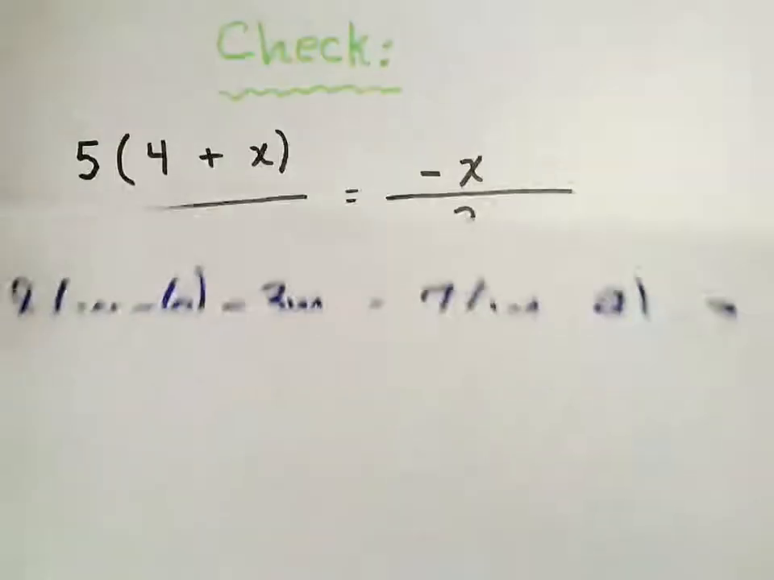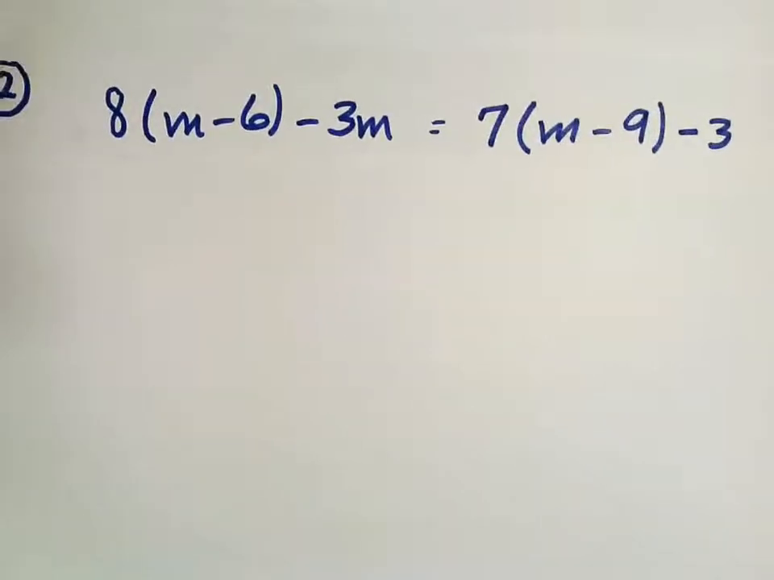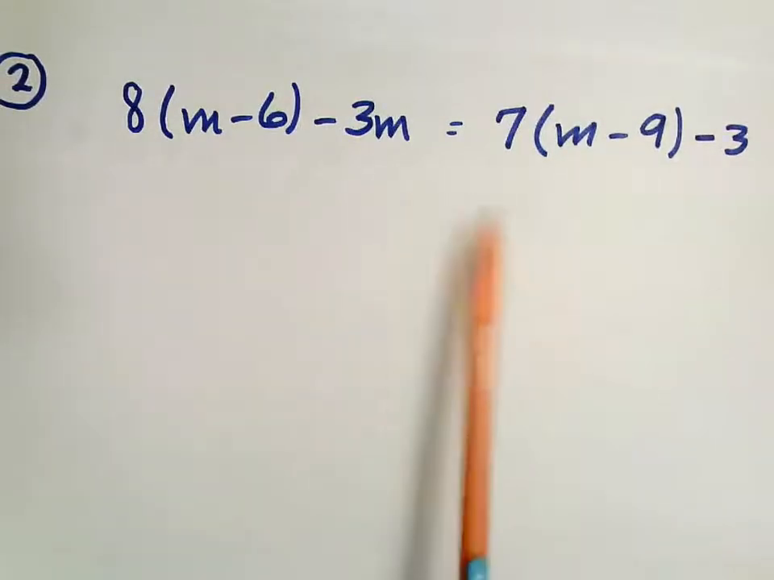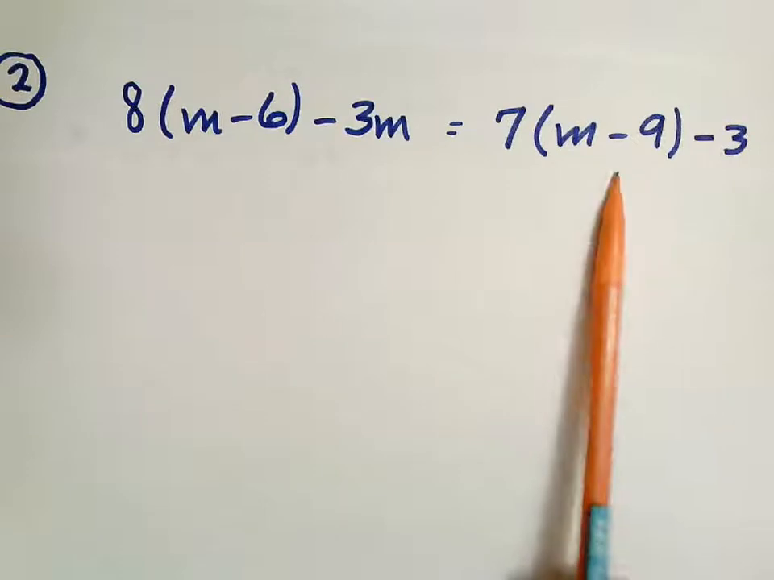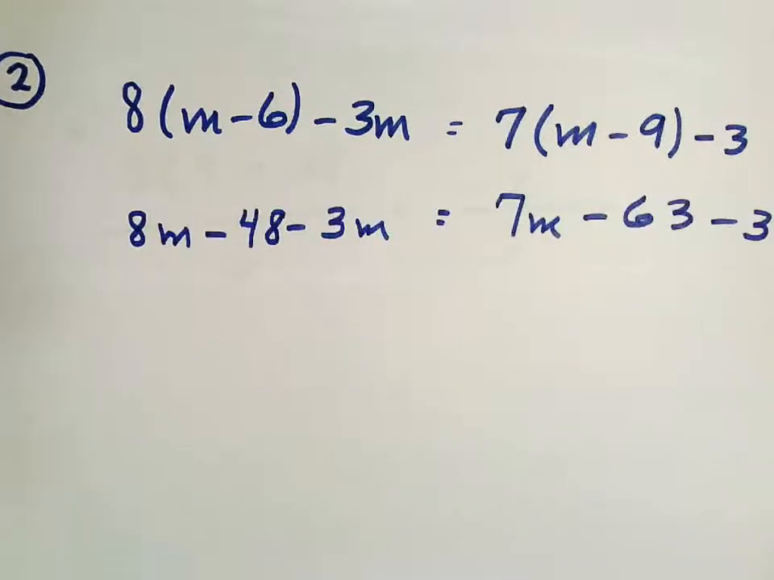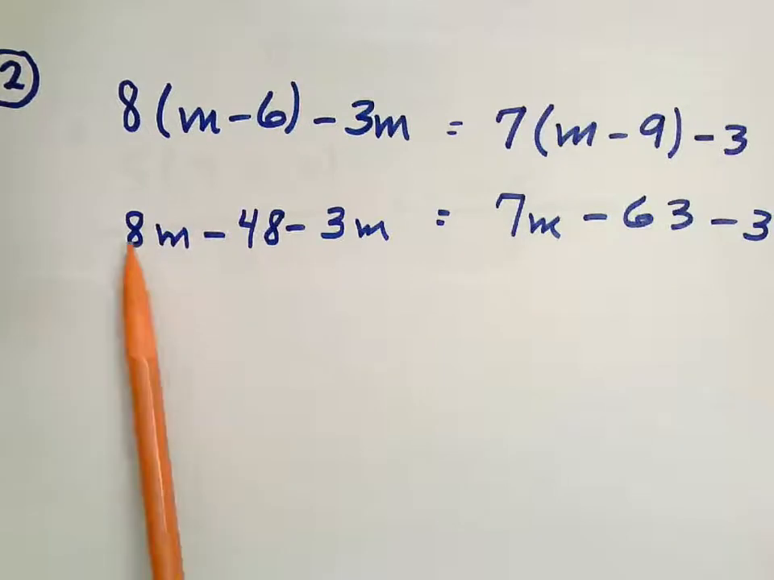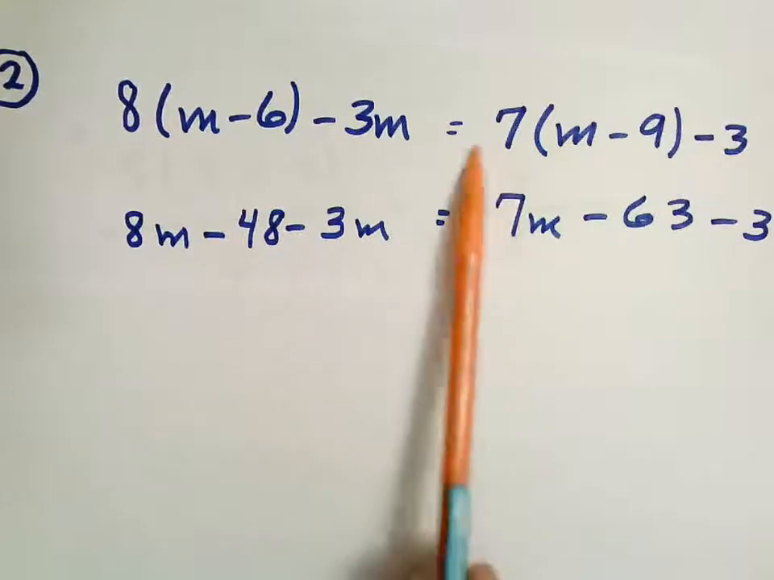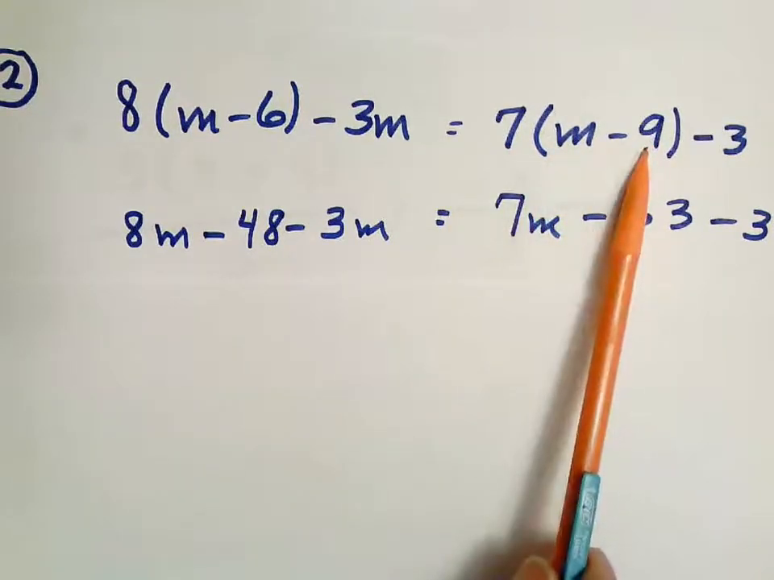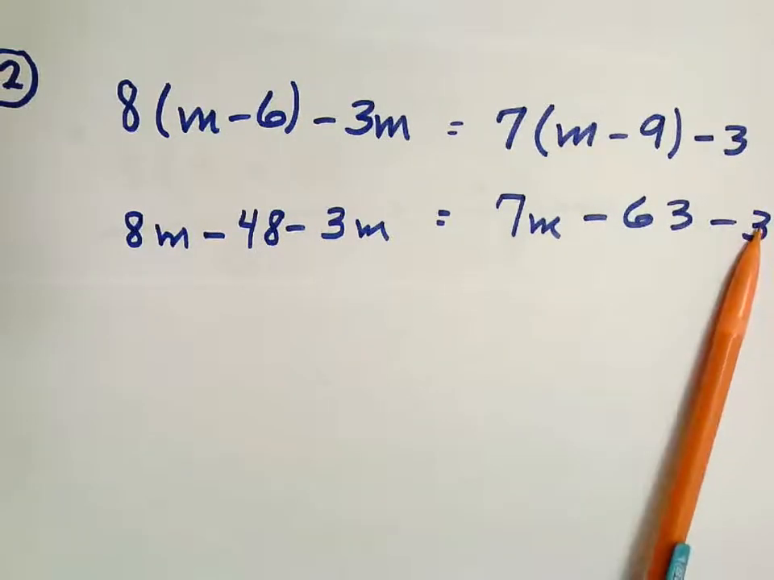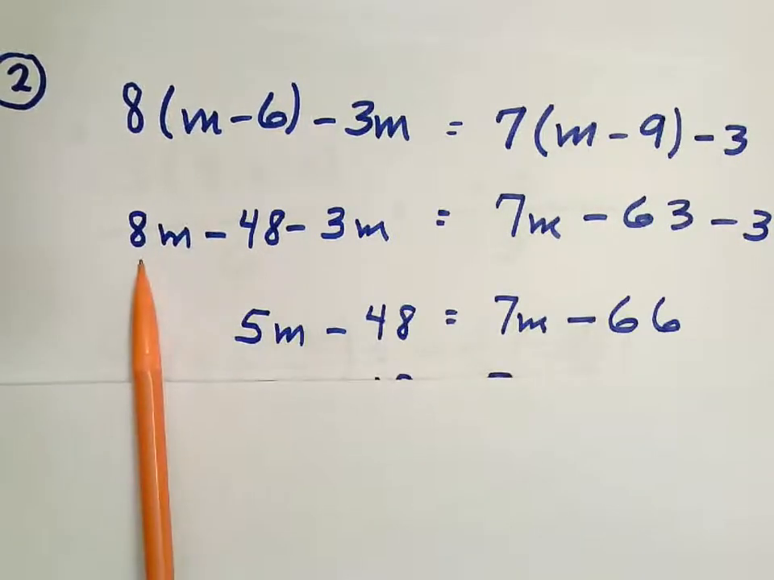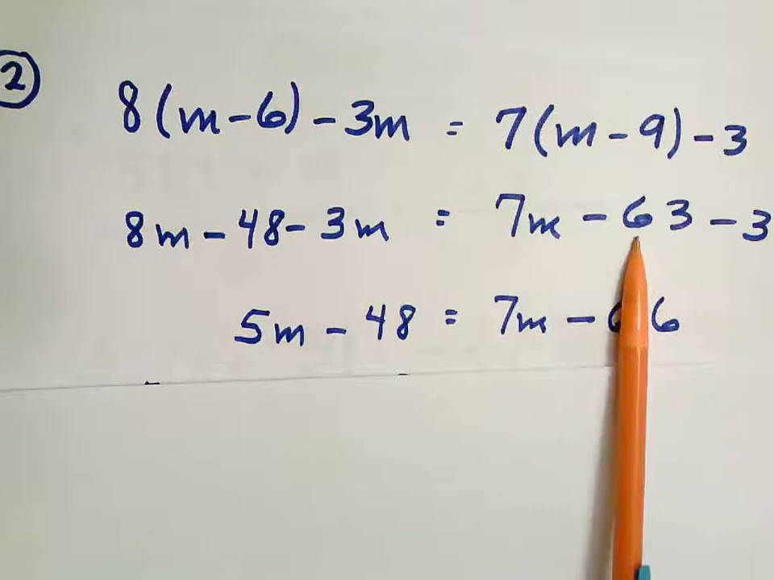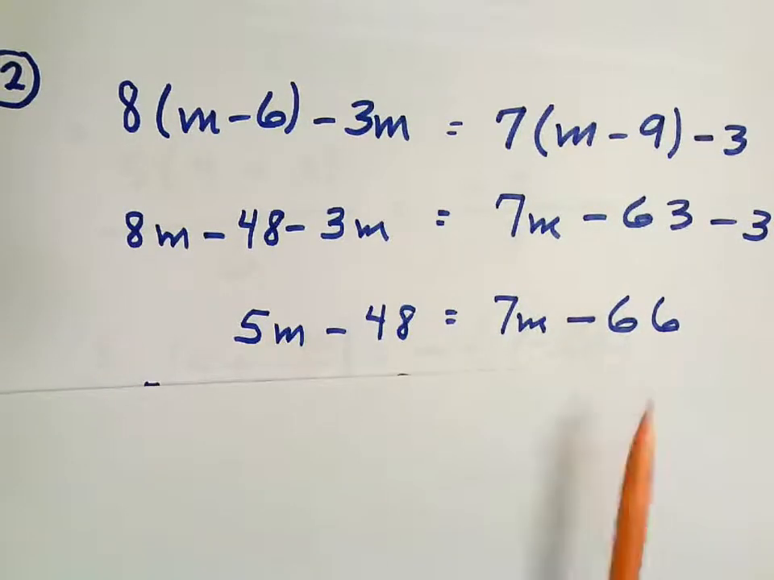Let's look at a second example that we have, which is 8 times the quantity m minus 6 minus 3m equals 7 times the quantity m minus 9 minus 3. We use our distributive property. 8 times m, 8m, 8 times negative 6, negative 48. Bring down the negative 3m. 7 times m, 7m, 7 times the negative 9, negative 63. Bring down the negative 3. 8m minus 3m will give us a 5m. Negative 63 minus 3 gives us negative 66.